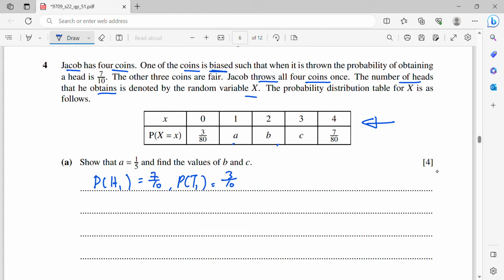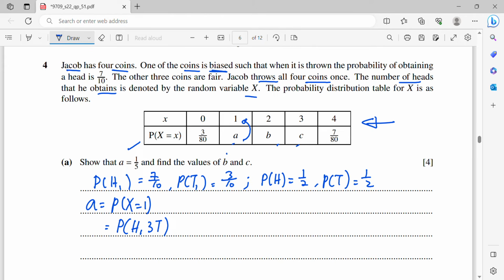Now you are given the A, B, C here. Now show that A equals 1/5 and find the values of B and C. Okay, so now your A is the probability when X equals 1, means that you get 1 H. So A equals P(X equals 1). X equals 1 means that it could be the biased coin shows head, and the rest of the fair coin shows tails. So I will write PH means fair coin, PT means a tail for fair coin as well.